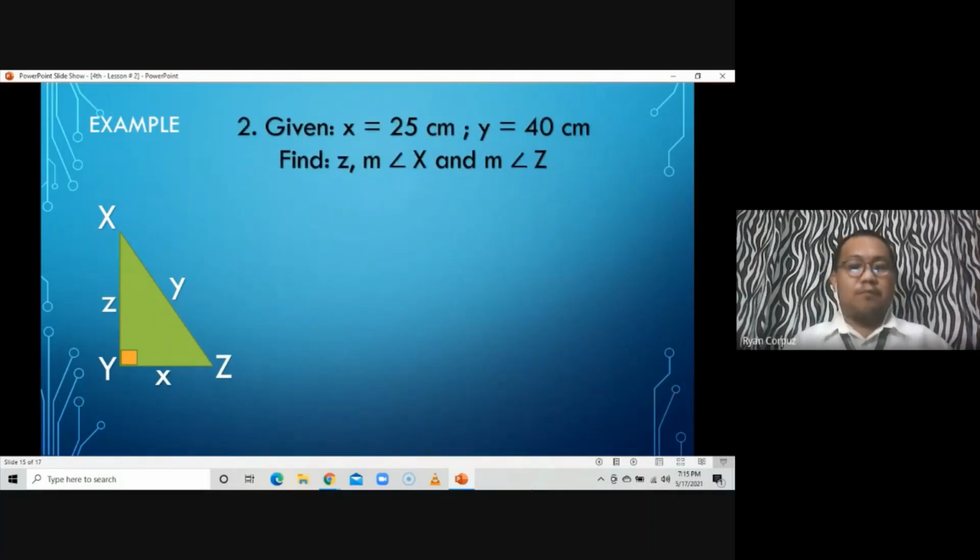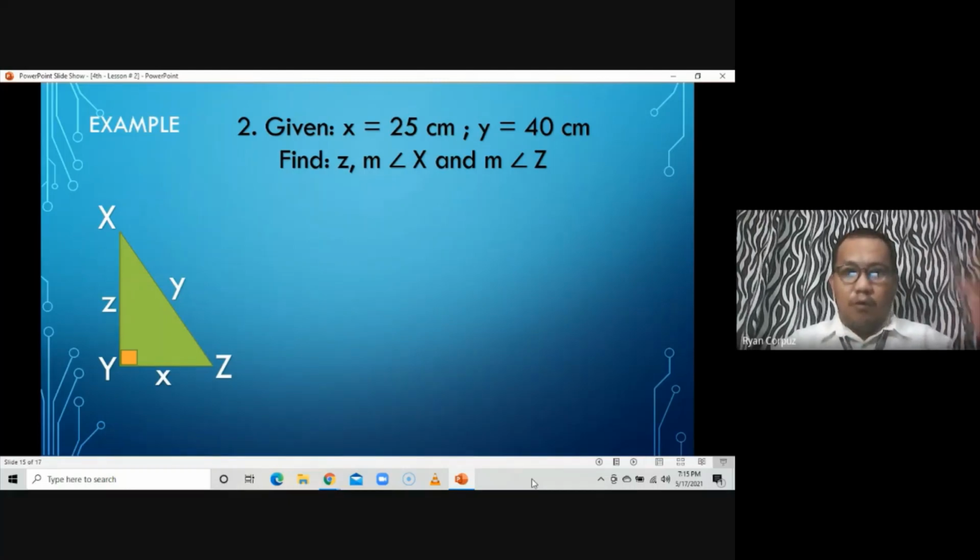Same given figure. So the given here, x is equal to 25 centimeters. This side measures 25 centimeters. Y is equal to 40 centimeters. So y is the hypotenuse. So find z, the measure of angle x, and the measure of angle z. Given yung measure of the two sides of that right triangle, so we are looking for the measure of the third side.